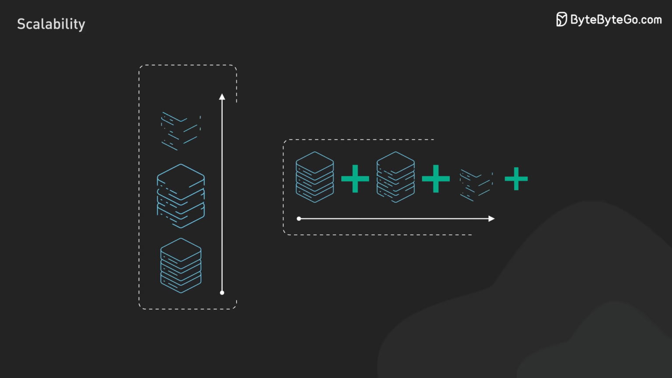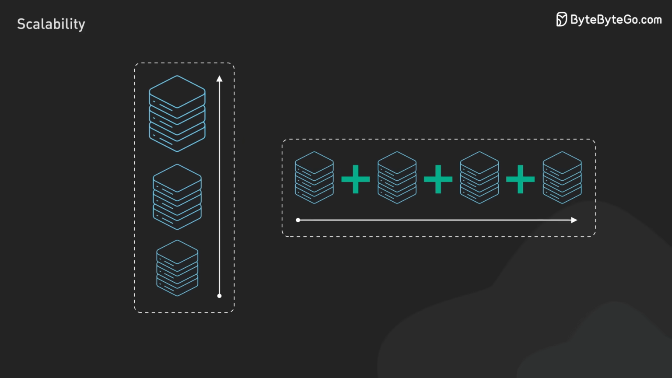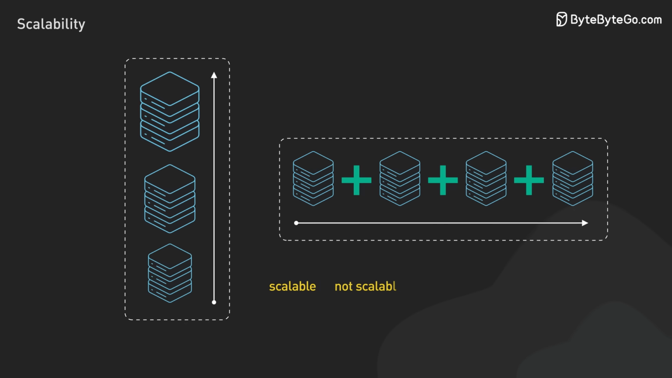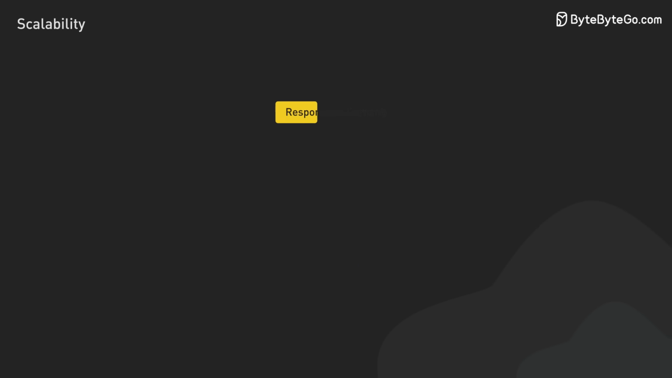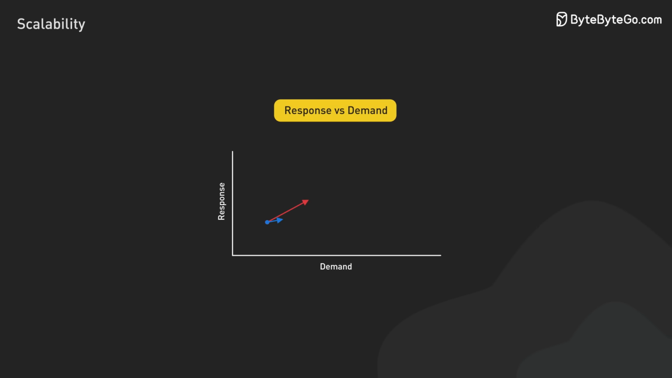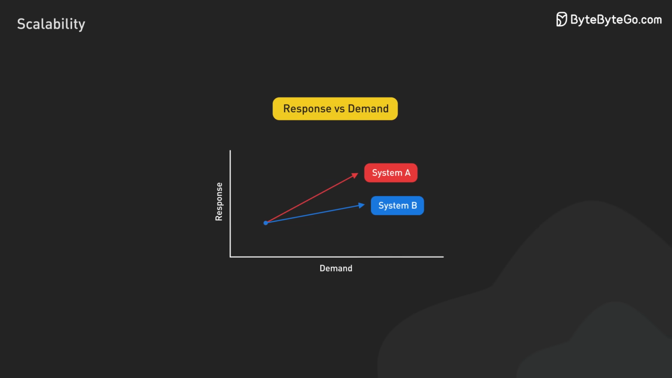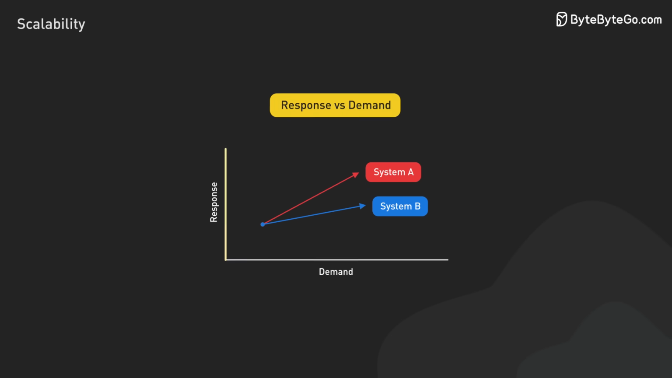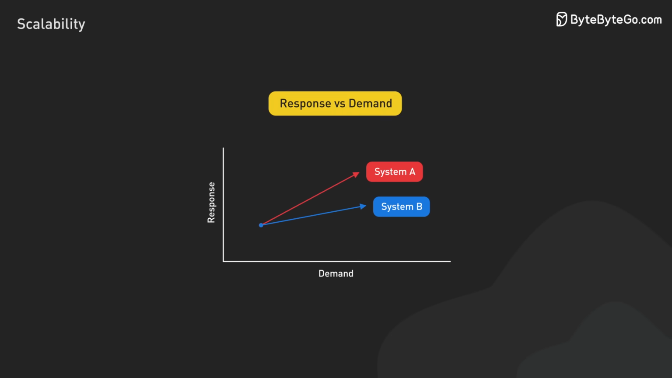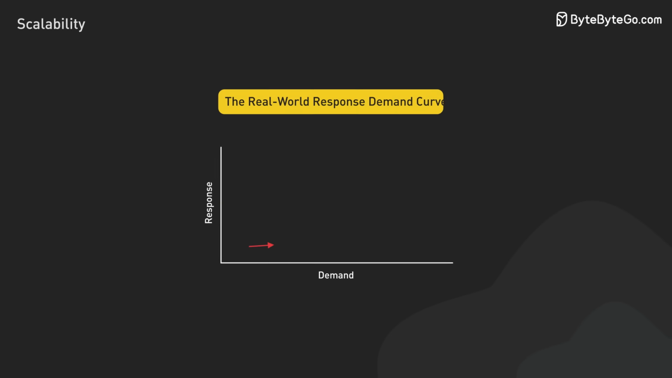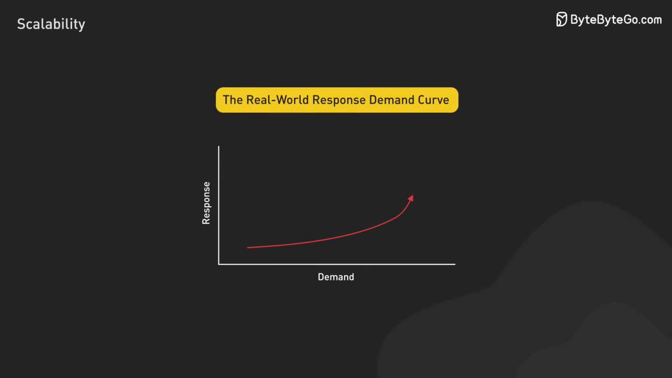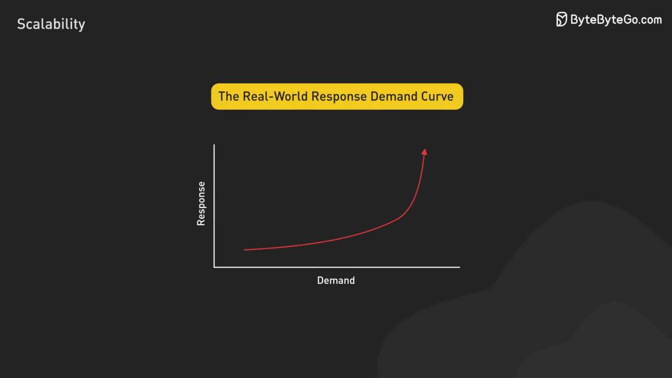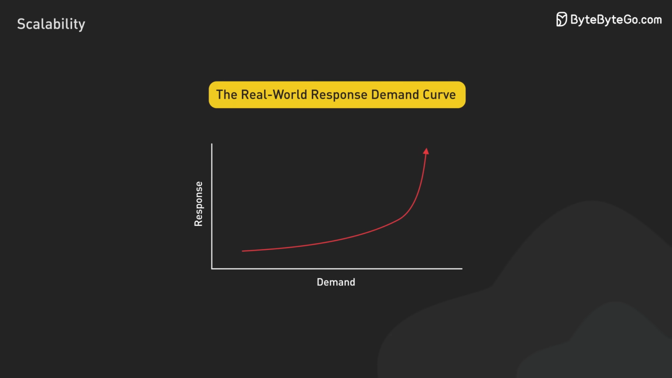When we talk about scalability, it's more meaningful to compare systems rather than labeling them as simply scalable or not scalable. One effective way to do this is by analyzing response versus demand curves. Imagine a graph where the x-axis represents demand and the y-axis represents response time. A more scalable system will have a curve that rises less steeply as demand increases. This visual comparison helps us objectively assess the scalability of different systems.